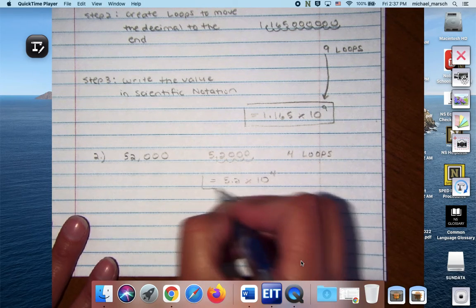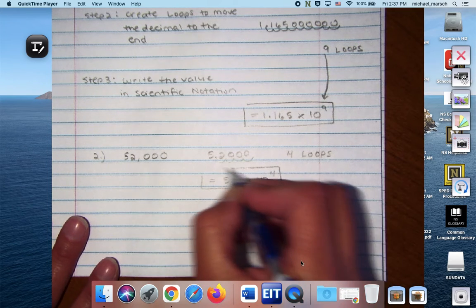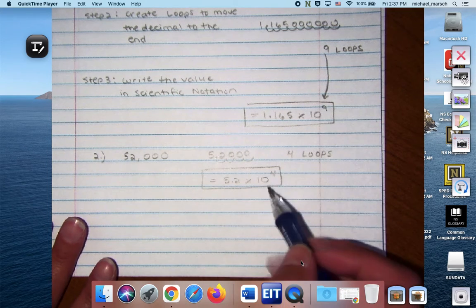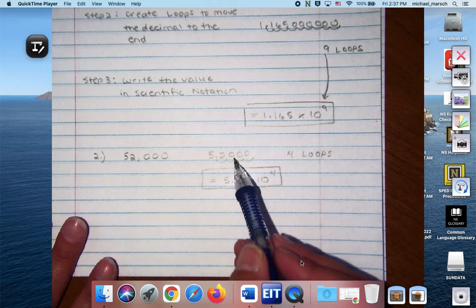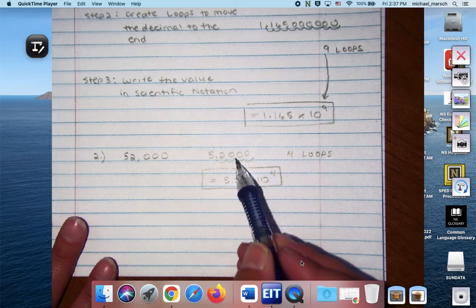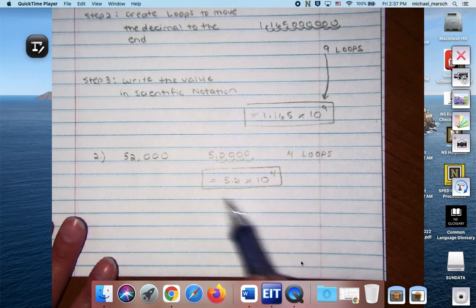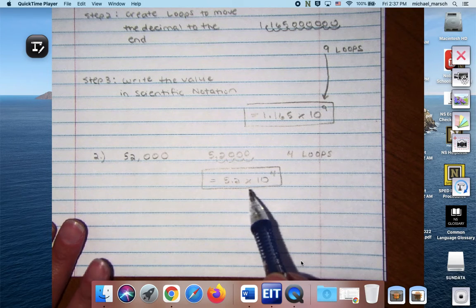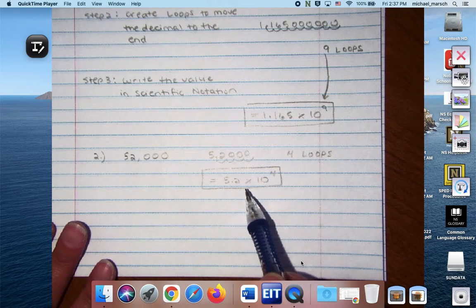Yep. I know we talked about this yesterday, but why does it have to be to the 10? Because moving the decimal is like multiplying something by 10 over and over again. So that's 10 to the 4th power. Yep.